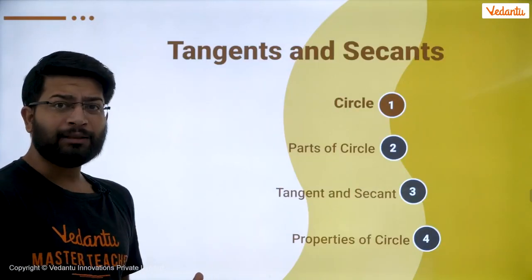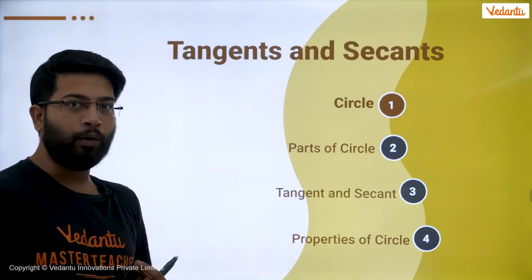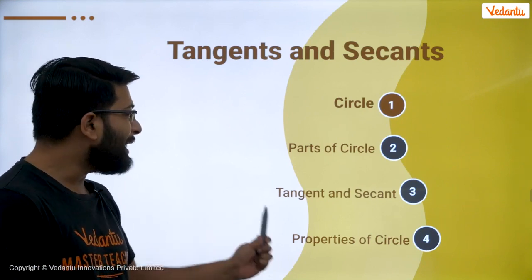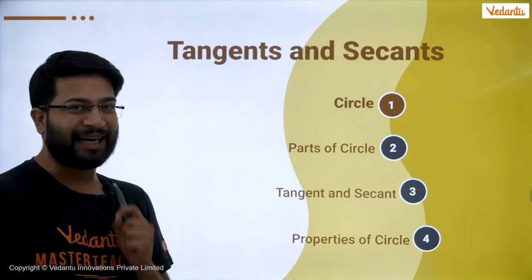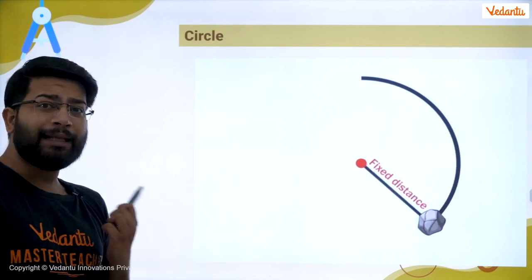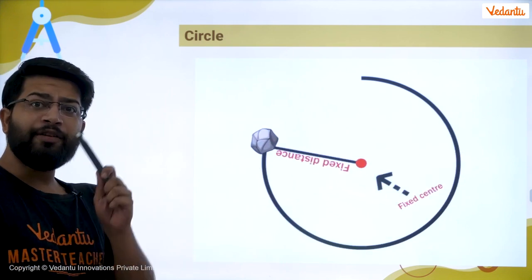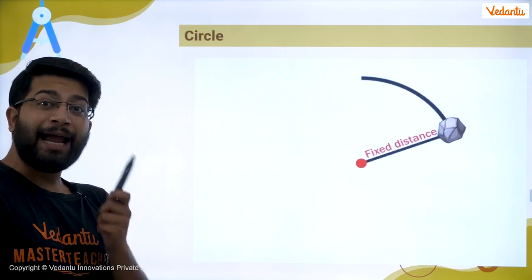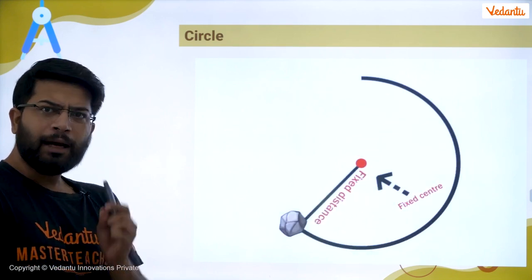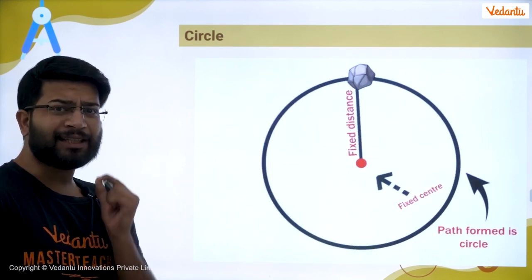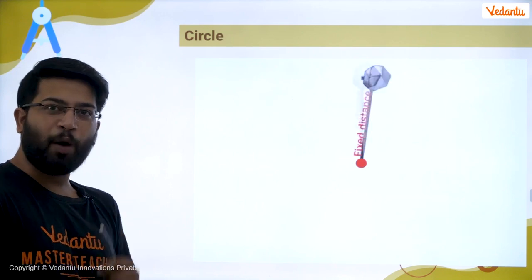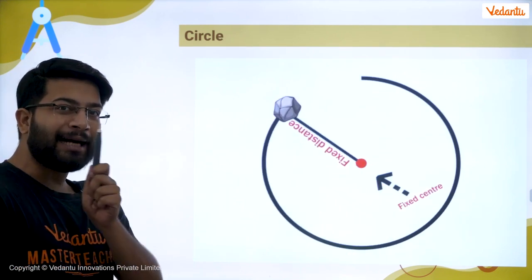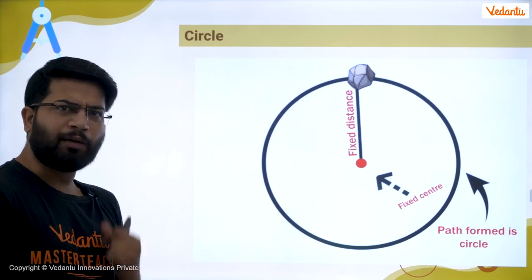So in today's class, we will see about the circle, the different parts of the circle, and some very important properties of this circle also. So champ, look at this one. In this one, we are moving on a very particular path, right? And on that path, every point is at a fixed distance from a fixed point, right?